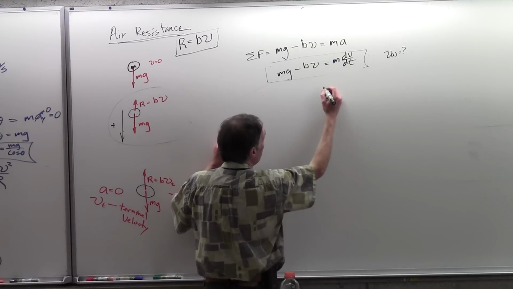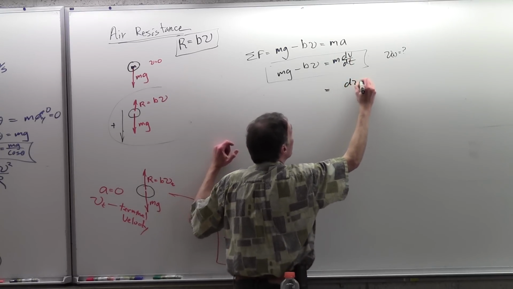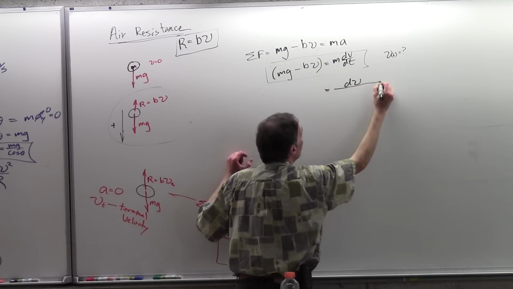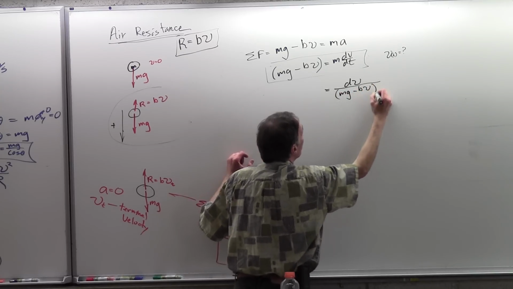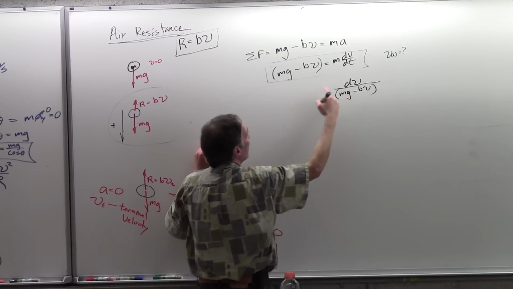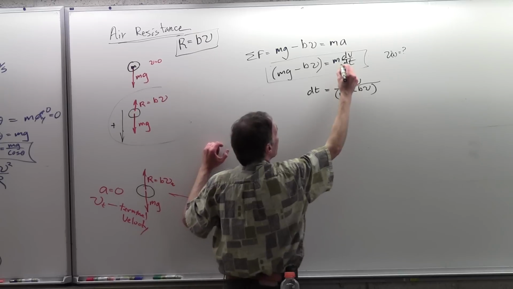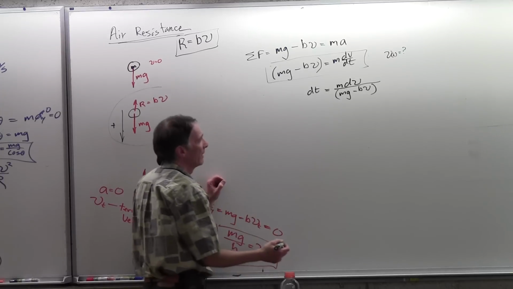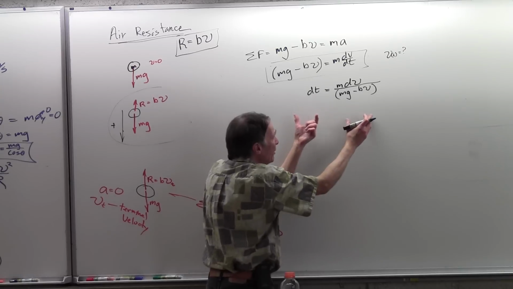So what I'm going to do is separate variables. I've got a dv here, and I'm going to take this whole expression and divide through. And then on this side of the equation, I'm going to bring a dt. And then I've got that m. Well, let me leave the m on this side. Okay. And then I can integrate this thing.